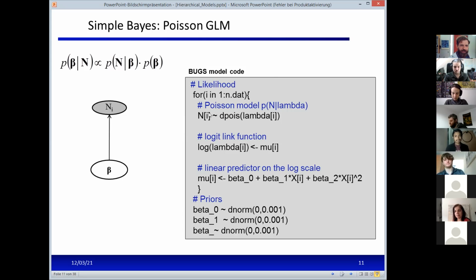So for each data point, we describe our observation, which comes from a Poisson distribution with a certain mean parameter lambda. Then we have here as a separate step our log link function, where we describe this variable mu as the log of the mean parameter lambda, and then we have our linear model equation, and finally the prior distributions for the three involved parameters.